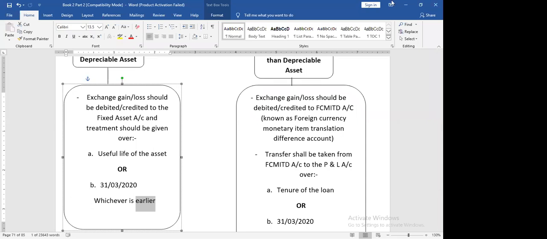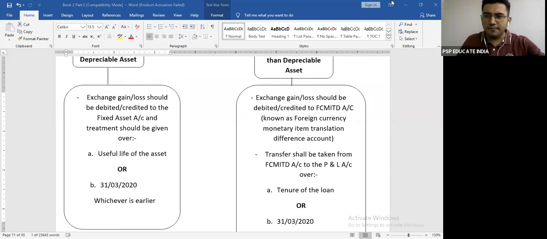Everyone on the chat box, are you clear with this provision? Okay. Now, since you're clear with this provision, I think this is sufficient for today. You will revise whatever we have done today. Next time I will again revise this concept with you. Then we go to other than depreciable asset, and after doing that, we will take up your doubts and go to the practical questions.